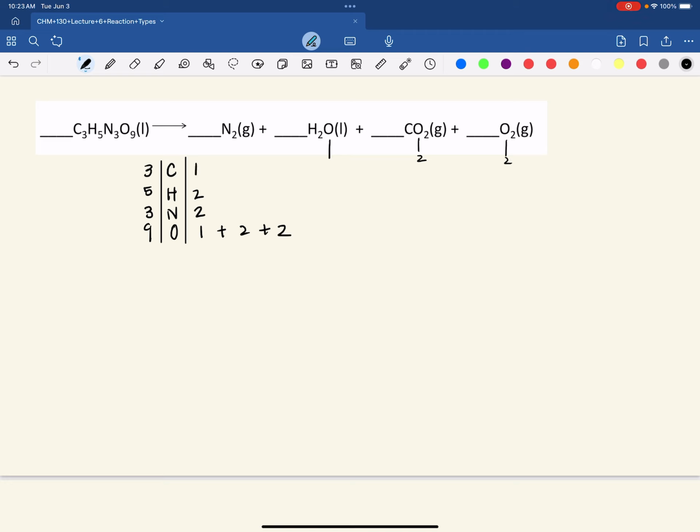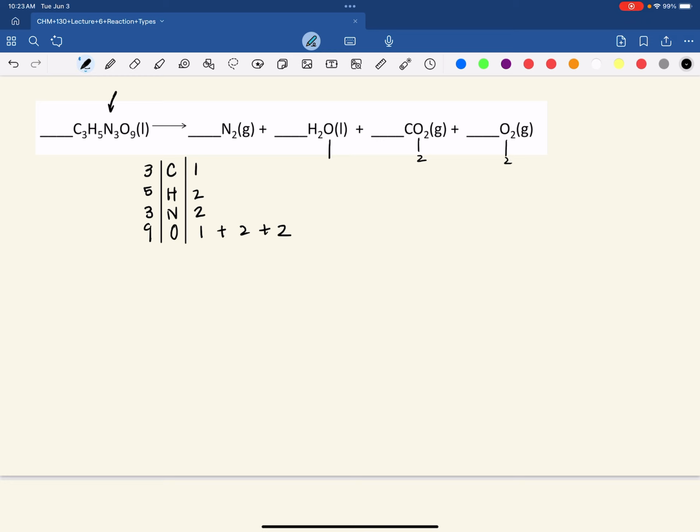All right. Again, you want to start with the most complex. To me, this is the most complex. So let's go ahead and fix the carbon, hydrogen, and nitrogen count. We have this diatomic oxygen as our get out of jail free card because we can put whatever number we want in front and it'll fix the situation.